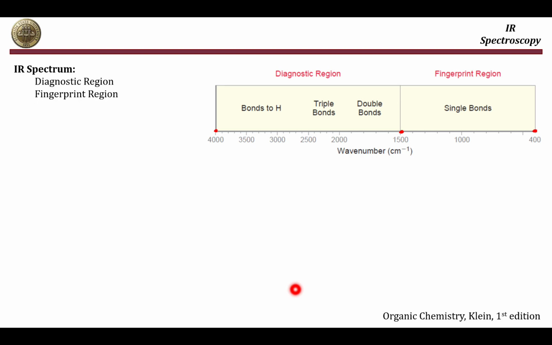The fingerprint region cannot be used to extract too much information about the structure of the compound. That's why we will be mainly focusing on the diagnostic region, because this one has fewer peaks and it can easily be used to identify the different types of bonds that exist in a certain compound. But why do we call this a fingerprint region, and why do we call this a diagnostic region?